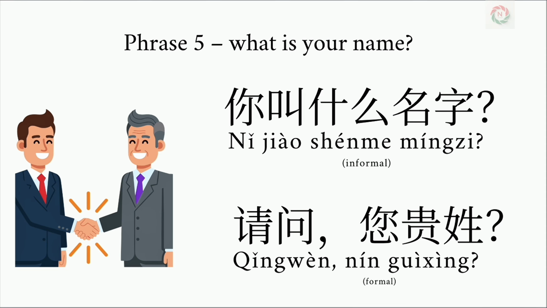And after learning how to introduce yourself, of course, the next thing you are going to do is to ask the other party, what is your name? And here we're going to learn it. So there is the formal and the informal one. The informal one, you say, 你 means you. 你叫什么名字? I'm going to say this up to 10 times.